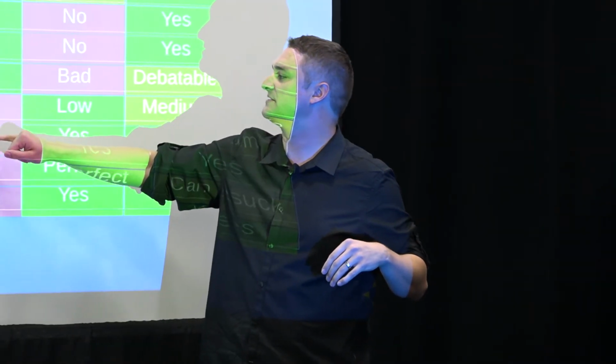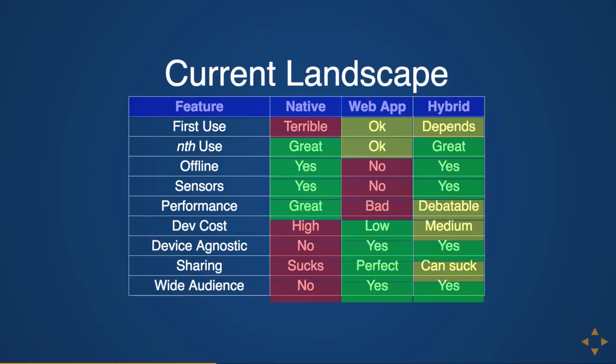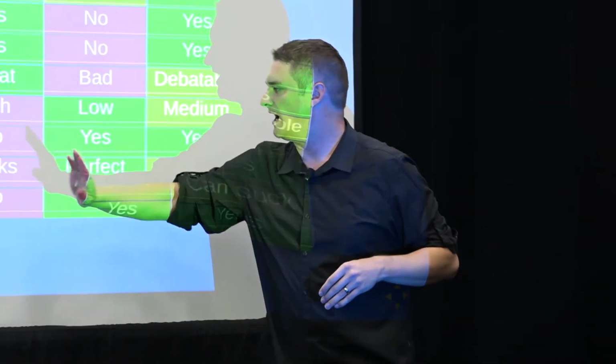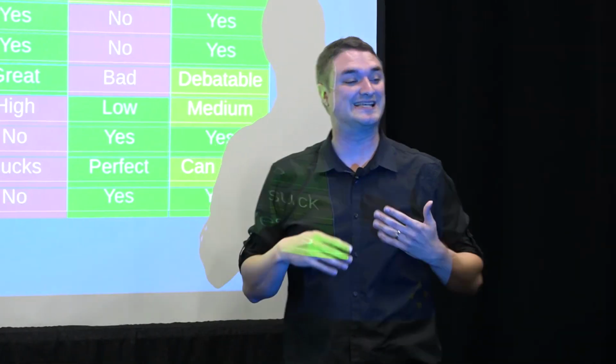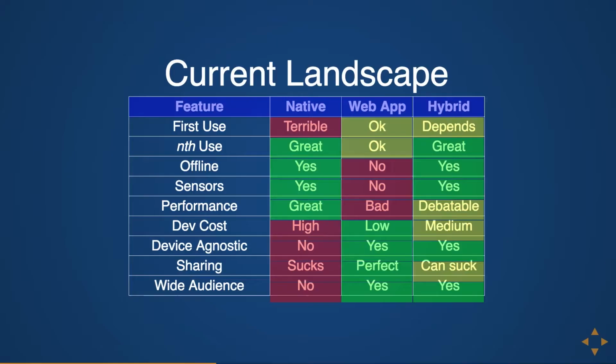Device agnostic? Absolutely not. Whole point of this is that it's per platform, right? Web app? Nope. If it runs a browser, it can run your app. Hybrid, same benefit. So sharing sucks on native, is perfect on the web, and can suck on hybrid for the same reason as the install process. Does not hit a wide audience, hits a niche audience, hits a wide audience, hits a wide audience. So that's where we're at right now.